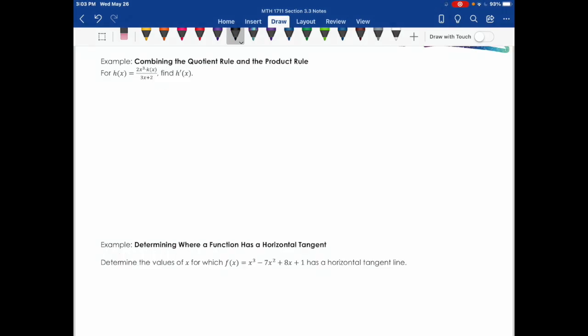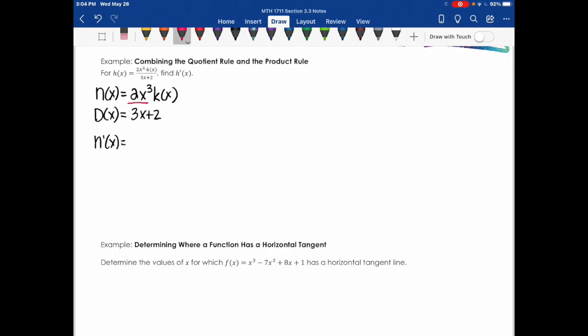Okay, in this next example, we are going to work through finding the derivative of h of x, which will need the quotient rule and the product rule. And I think what's going to make this easier is using substitution. So I'm going to call the numerator function n of x. The numerator function is 2x to the third times k of x. And I'll call the denominator function d of x, which is 3x plus 2.